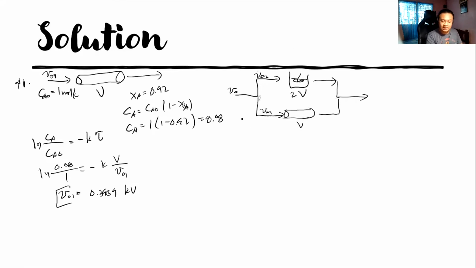So now let's find VO2, right? For a CSTR. So for CSTR, this is the PFR. So for PFR, we have this equation that I keep on throwing at you.